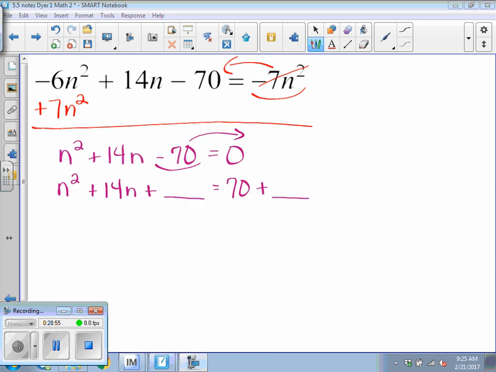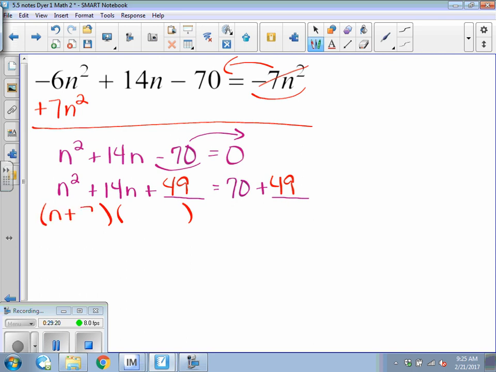Okay, so we get the 70 over because it's not our correct C. And so half of 14 is 7. 7 squared is 49. Now that's the right C. What you do to one side, you have to do to the other. And so if I factor this, that would be n plus 7 times n plus 7 equals 119. So that's n plus 7 squared equals 119.